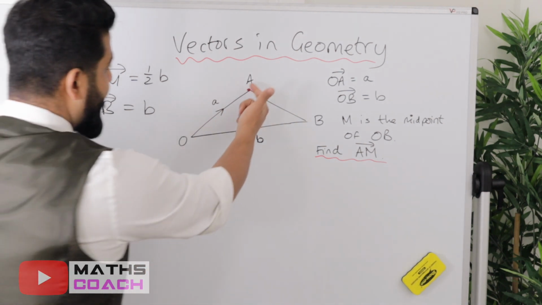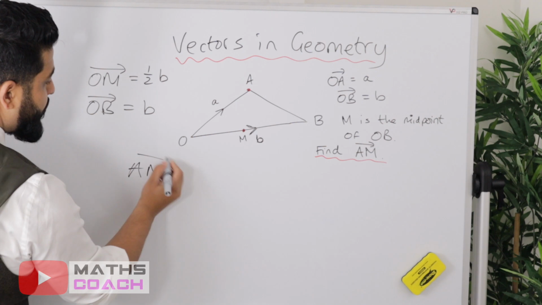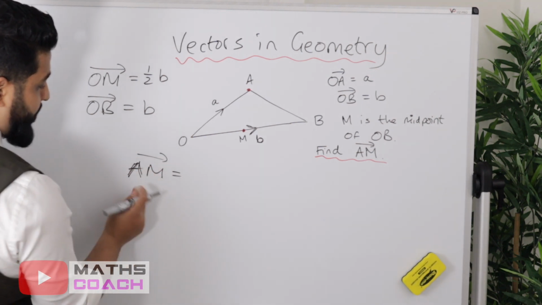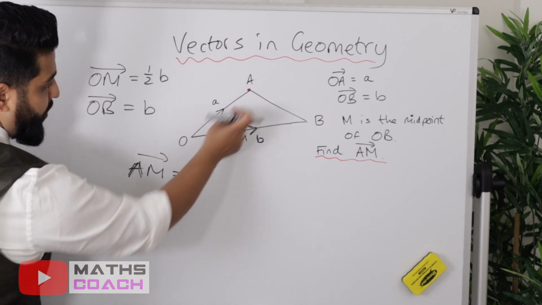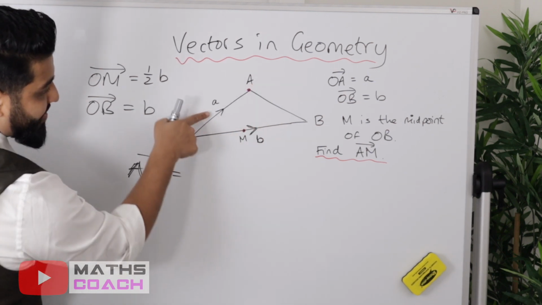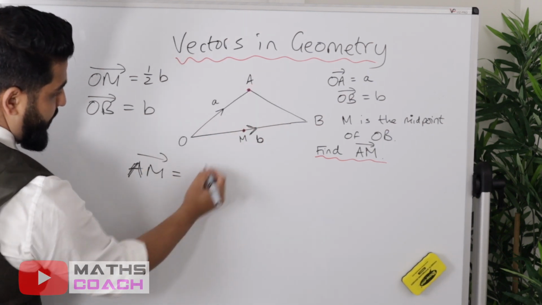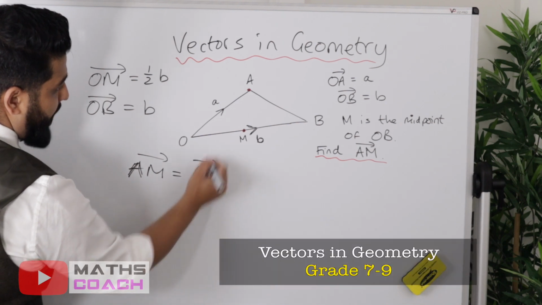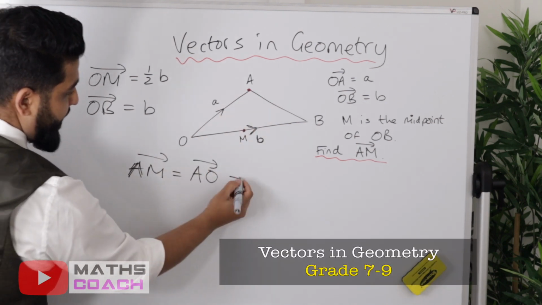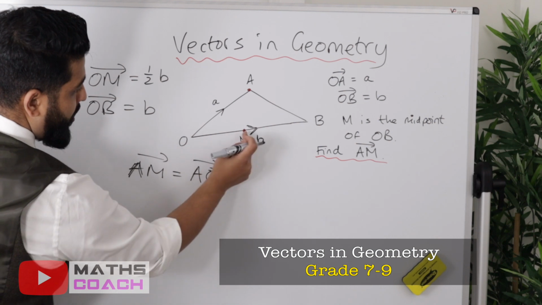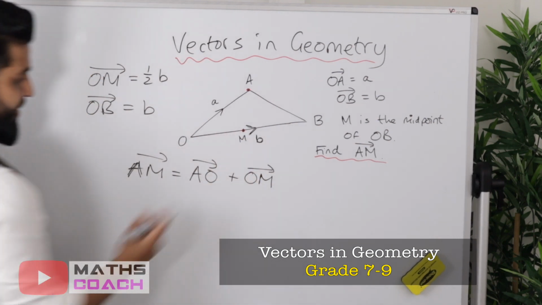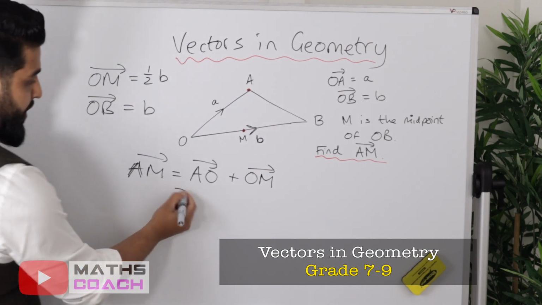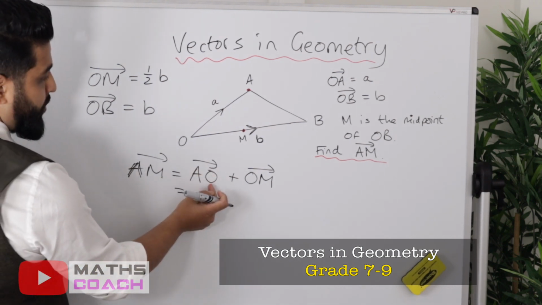Okay, so to get from A to M, I like to trace out my route. So A to M, I'm going to start at A, I'm going to go backwards. So I'm going to go against this arrow. So I'm going to go from A to O, and then I'm going to go from O to M. Okay, and this is my plan.